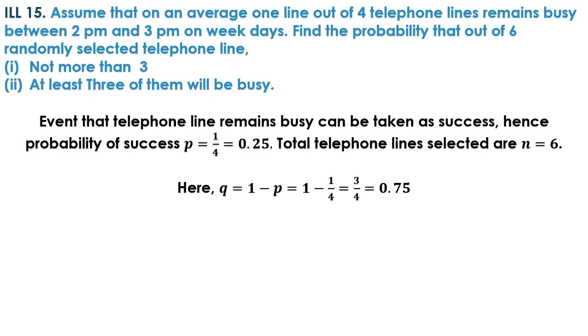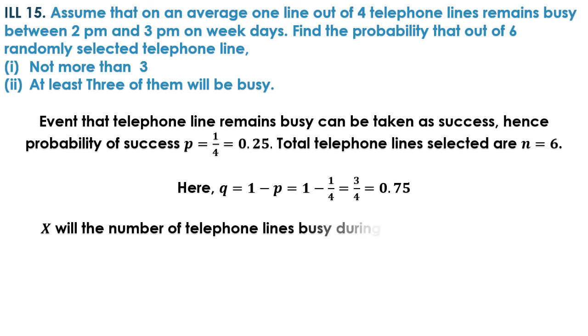So I have taken both the fractions and the decimal values here. You can use whichever value you feel like in the equation. I personally use the fractional values because they give us accurate answers without the rounding. But if you feel like using decimal values, be my guest and use them. Now the X will be the number of telephone lines which are busy during this time period of 2 p.m. to 3 p.m. Now in the first question, not more than 3.